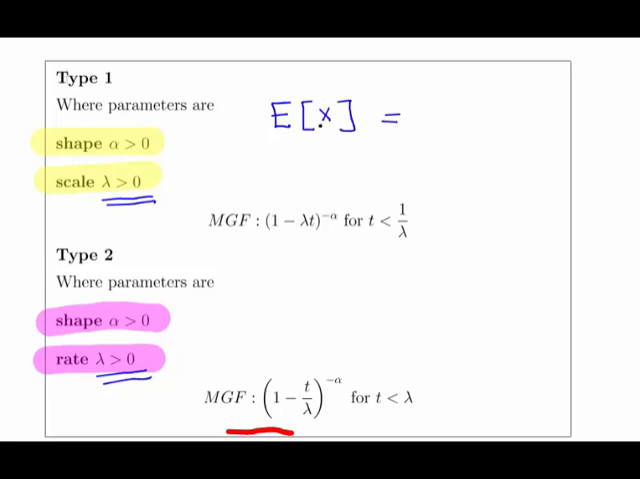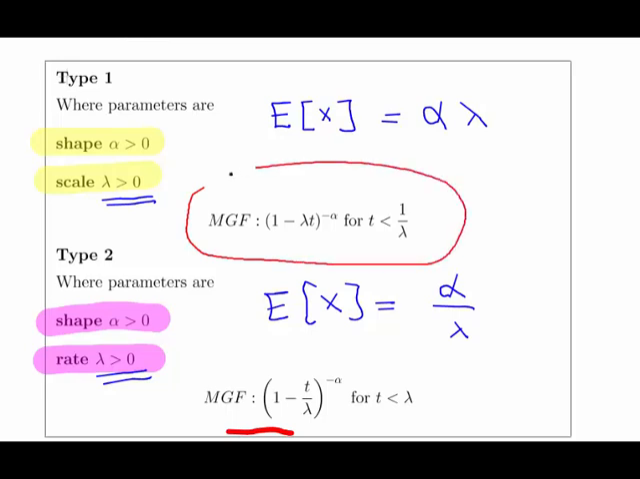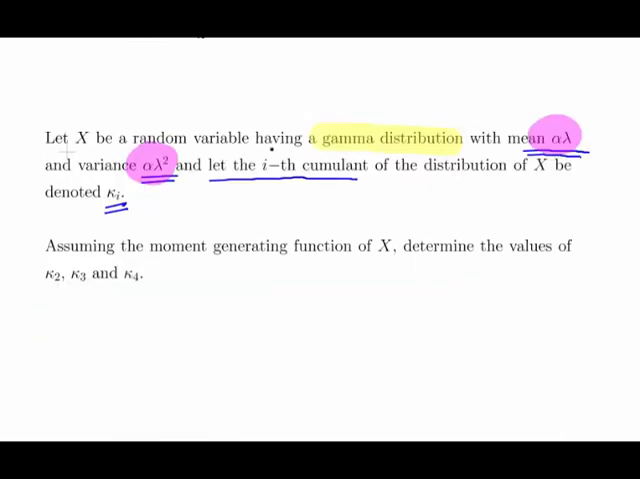So the expected value of x using the type 1 distribution is alpha times lambda. In the second case, the type 2 distribution using the shape and the rate parameter, that will be alpha over lambda. Okay, so clearly what we're dealing with here is a type 1 specification. So lambda here is actually the scale parameter. Now, that's a big decision. That's a sort of banana skin, and it's intentionally put there to trip you up.